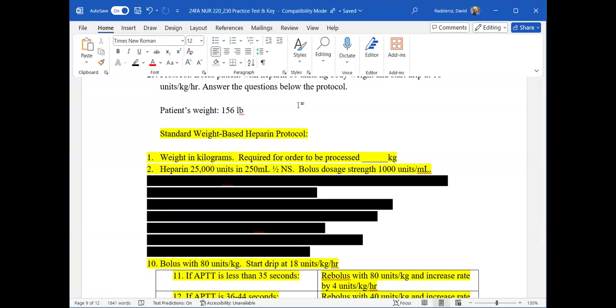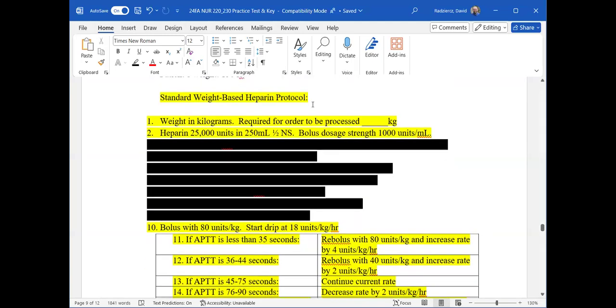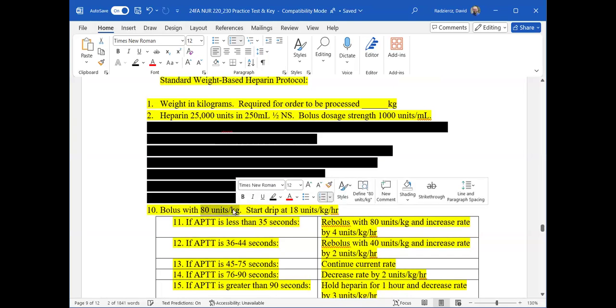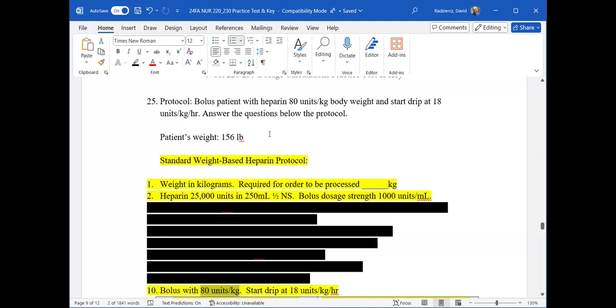So step 1, in order to solve heparin protocol, because it tells you to bolus with 80 units per kilogram. Anytime you see something per kilogram, you know you have to factor the patient's weight into the equation. So the patient's weight is 156 pounds. And I'm going to convert that to kilograms. And it even tells you that here in the protocol. So I'm going to convert the patient's weight from pounds to kilograms.